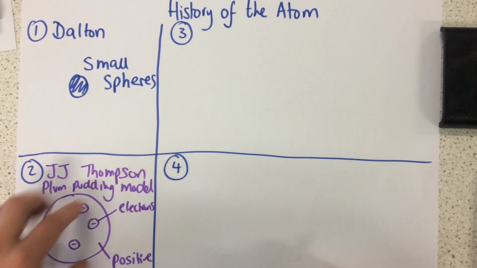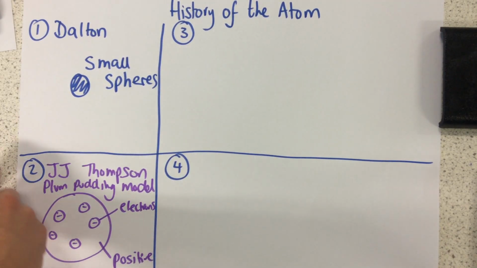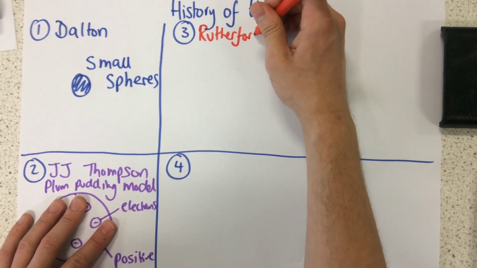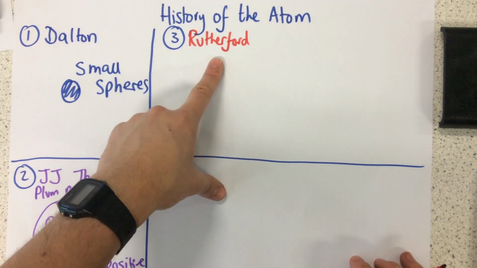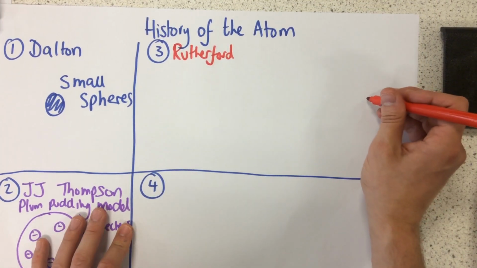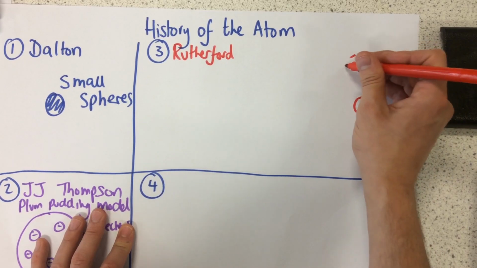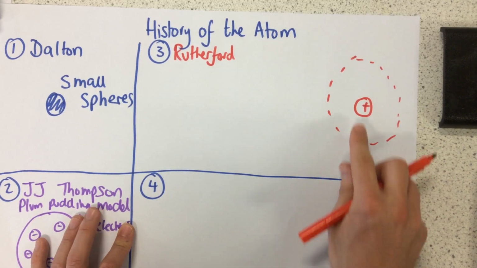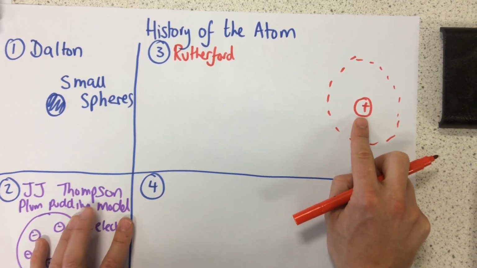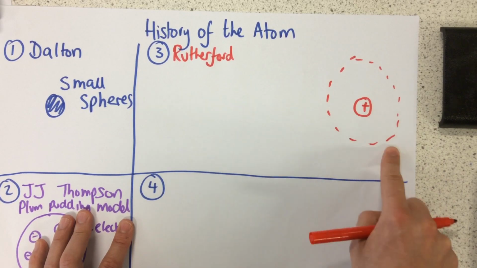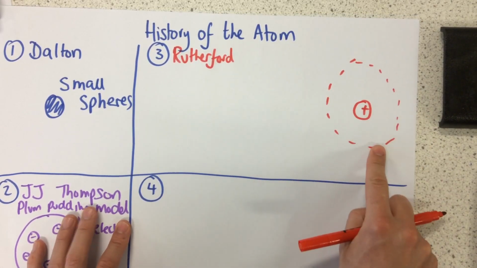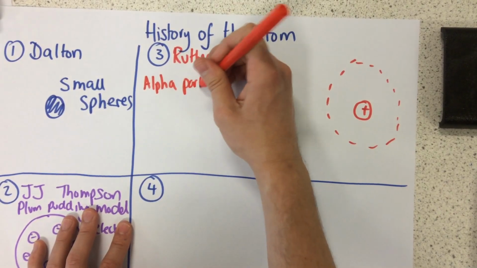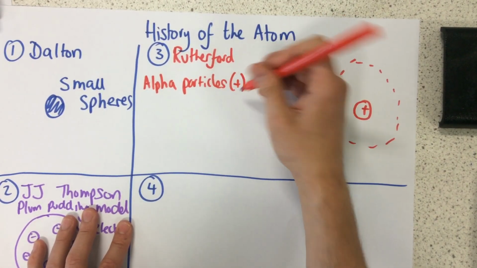Now, this model was accepted for a while, until someone called Rutherford came along and did a particularly famous study. What he found out, as we now know, is that the nucleus of an atom is positive, but the majority of the rest of it is actually made of empty space. Because what he did is he fired these things called alpha particles that have a positive charge.